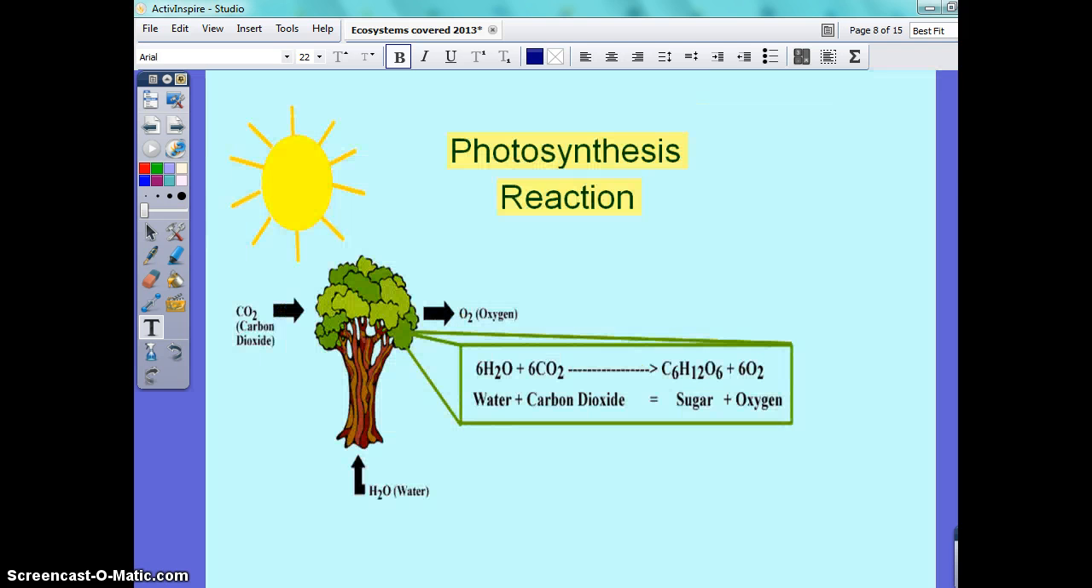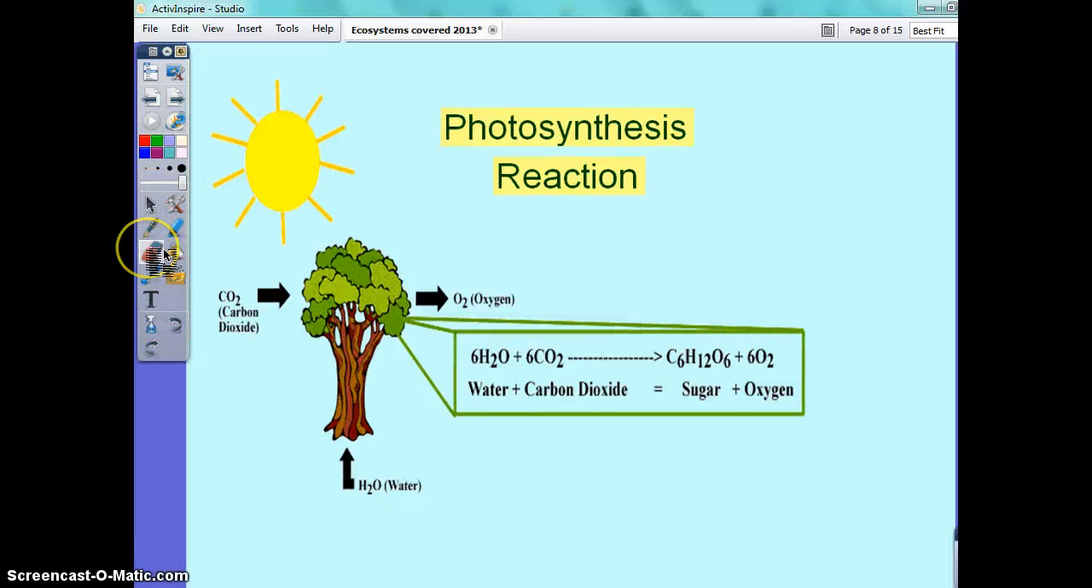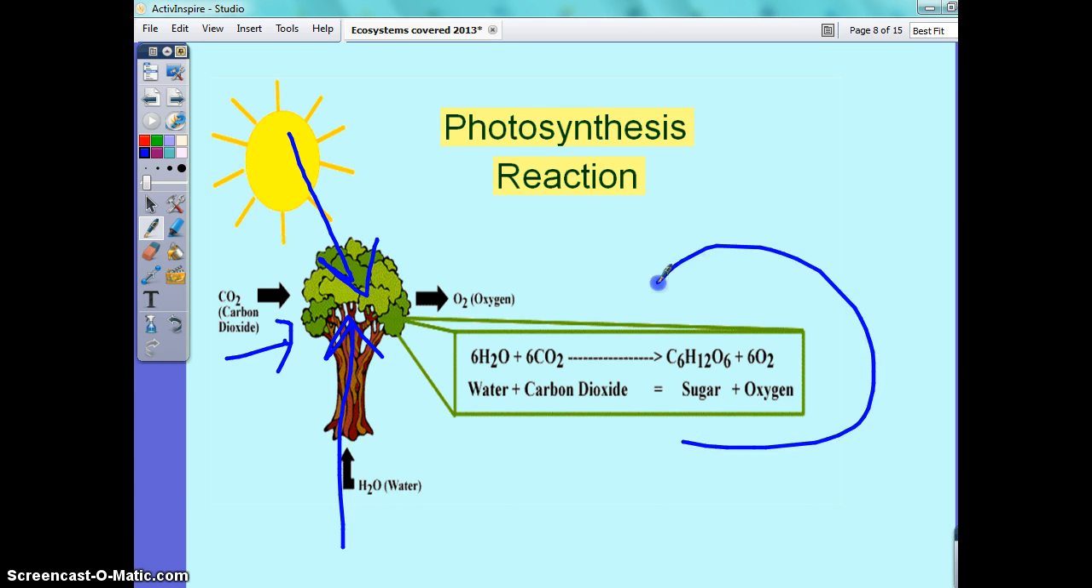So this is photosynthesis, the actual reaction, okay? It's showing you an image of plants taking in carbon dioxide right here from the atmosphere, right? They also take in water from the ground or from rain, and with the help of sunlight, they produce these two things.